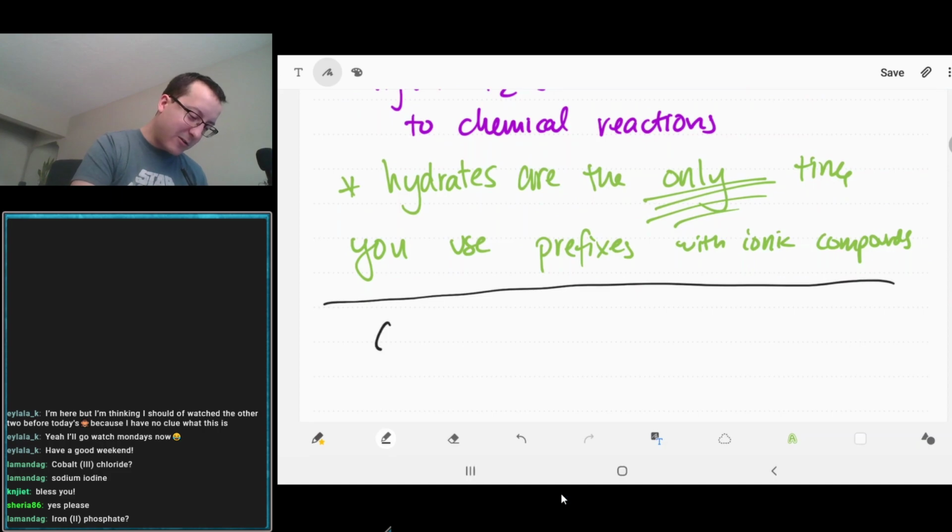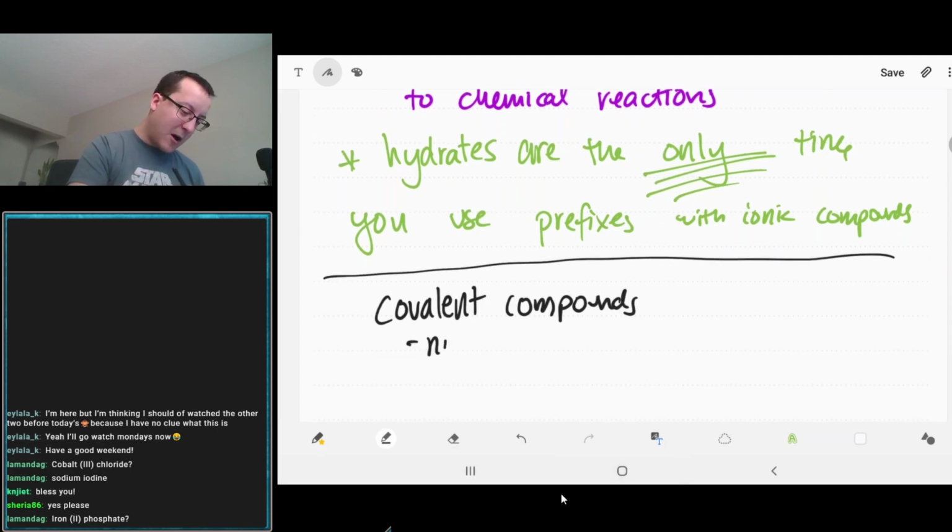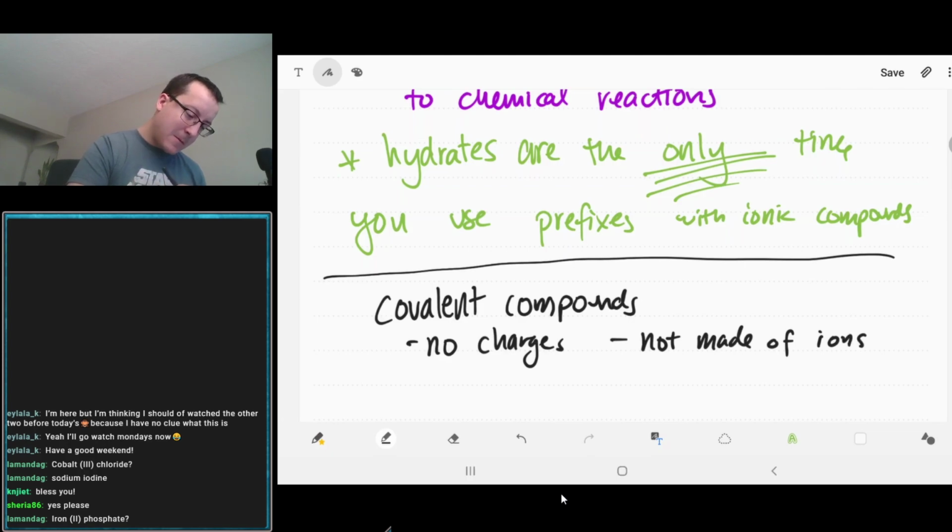We're going to talk about covalent compounds. These are not charged, so they're not made of ions. And they will only be made of nonmetals.